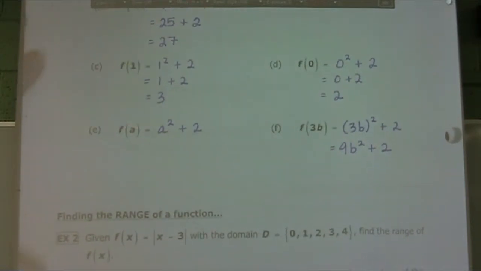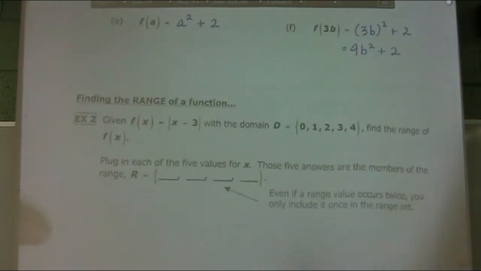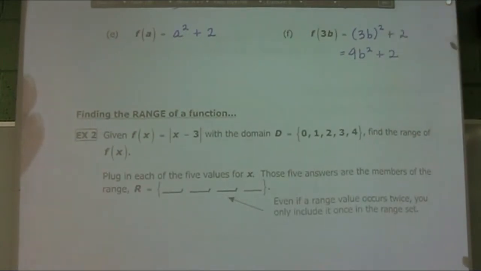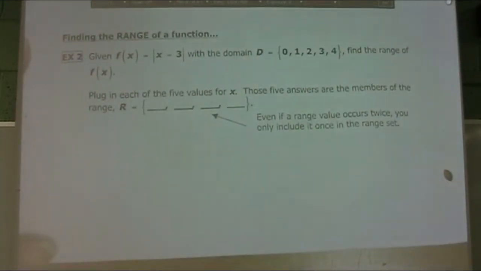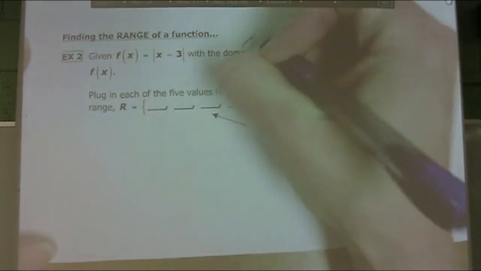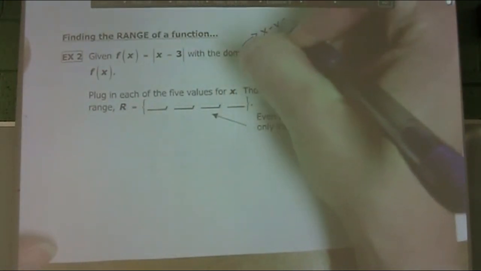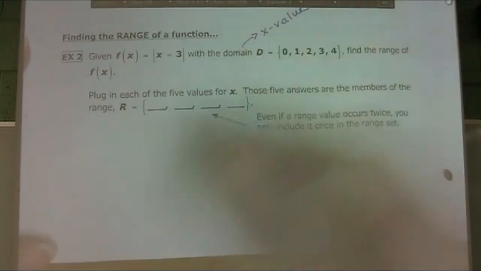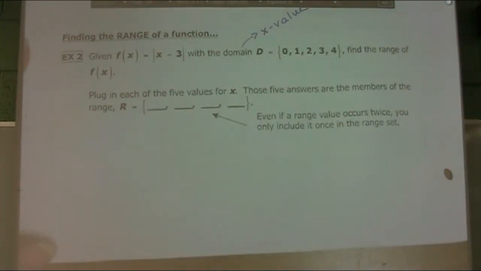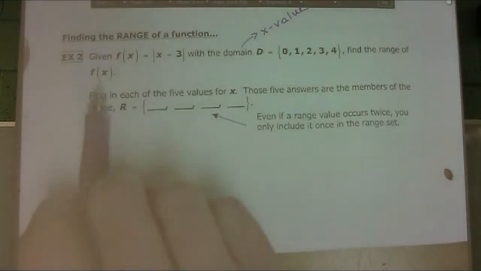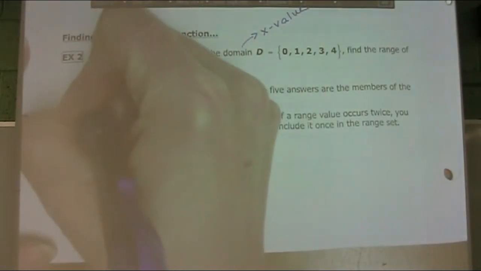All right, at the bottom of the page, we have an example where we're going to find the range of a function. So given f of x equals the absolute value of x minus 3, and the domain, remember, the domain is the x values. So if they tell us that the domain has these 5 values, we're going to plug those 5 values in for x, because the domain is just the x values. And it says find the range of f of x.